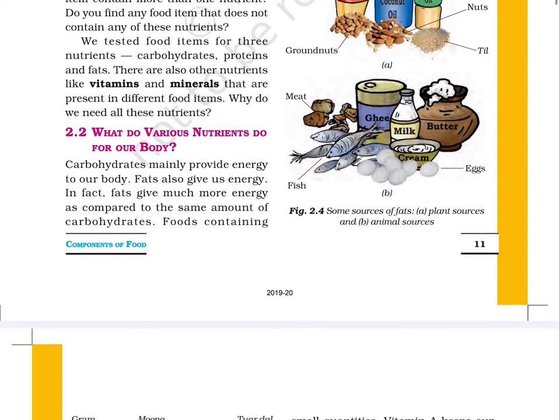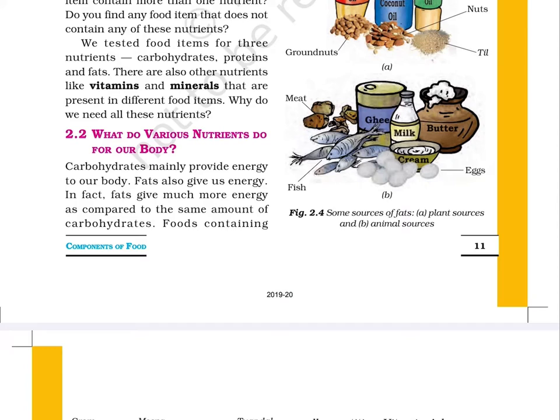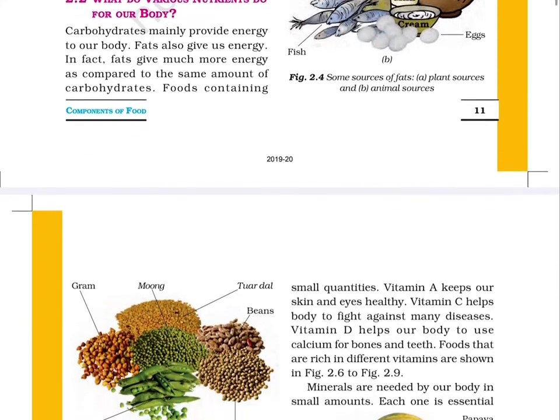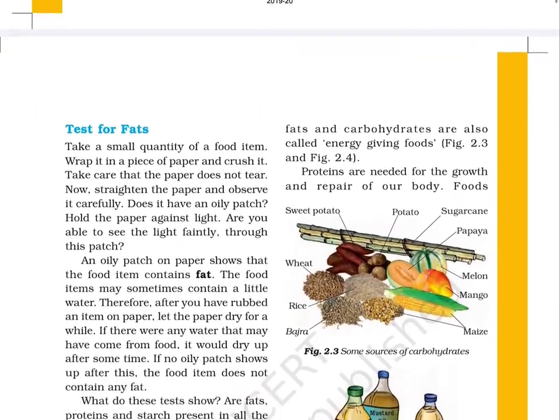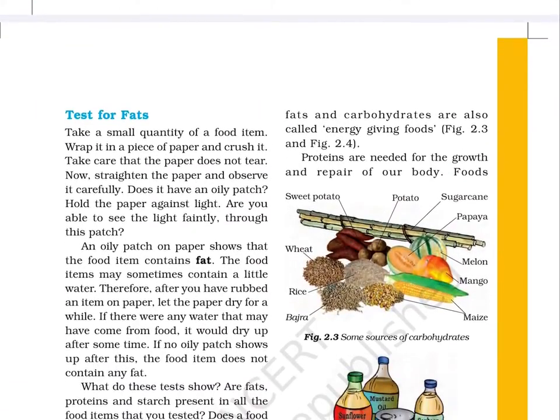2.2. What do various nutrients do for our body? Carbohydrates mainly provide energy to our body. Fats also give us energy. In fact, fats give much more energy as compared to the same amount of carbohydrates. Foods containing fats and carbohydrates are also called energy-giving foods, as shown in Figure 2.3 and Figure 2.4. Proteins are needed for the growth and repair of our body.